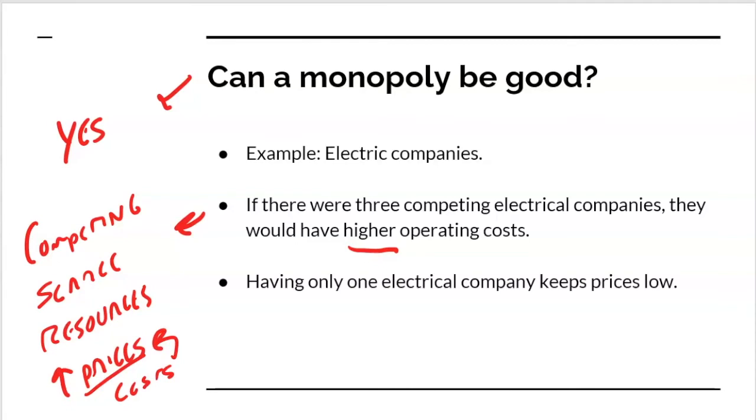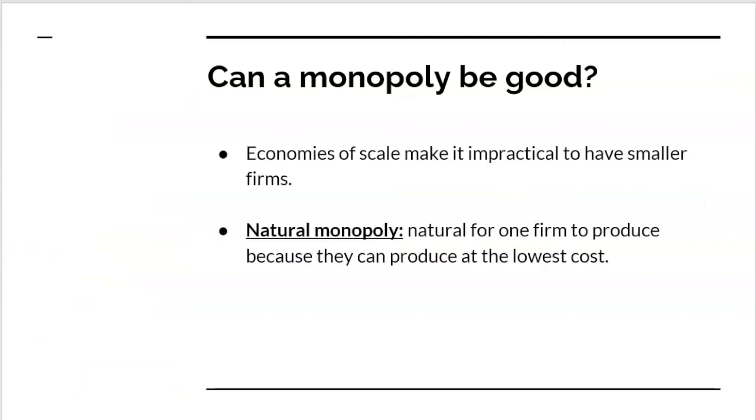In this sense, having only one electrical company, only having Dominion Power, is good because it helps keep prices low. There is no one competing for those same resources with Dominion Energy. And so we're going to call that a natural monopoly. An example of a natural monopoly is really any utility company that we have. So think of electrical, water, gas, that sort of thing.